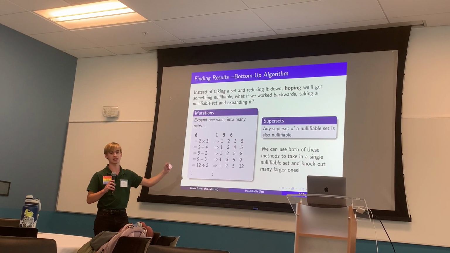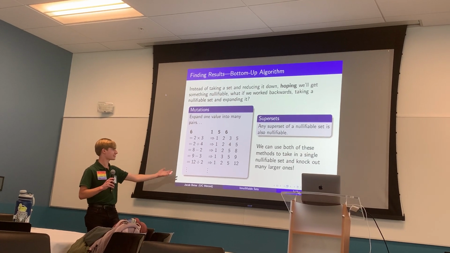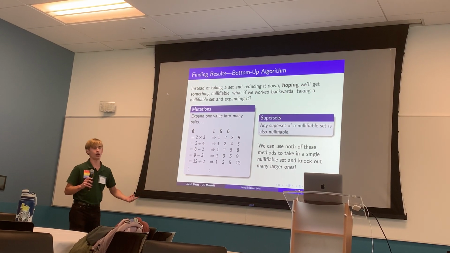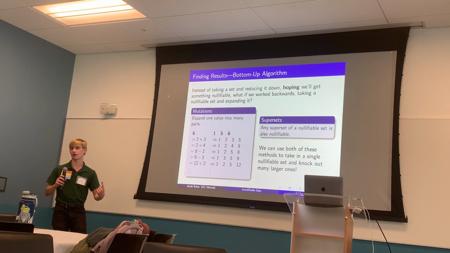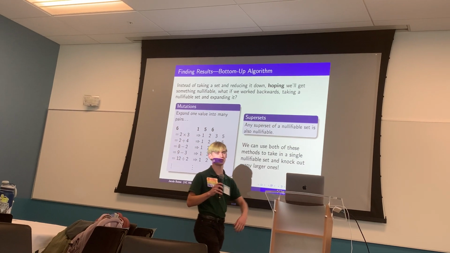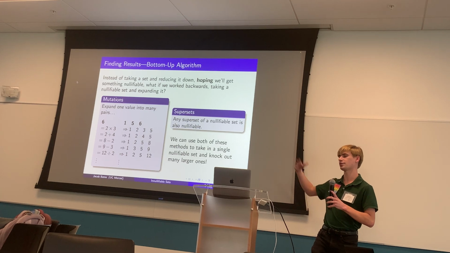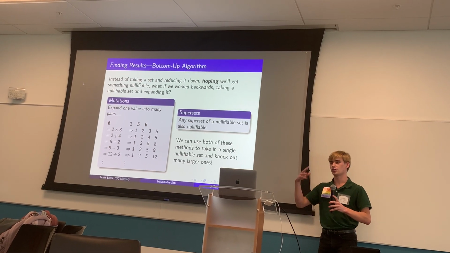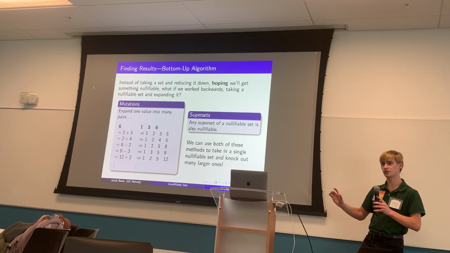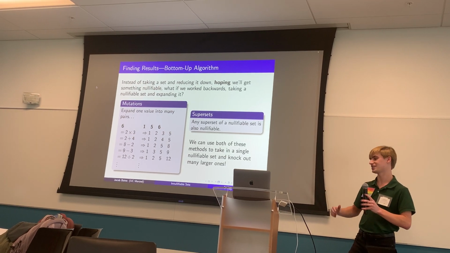I know this set is also nullifiable. And I can keep doing this because there are all these things that 6 can be written as, all these pairs. I call these mutations because it's sort of like taking one value and mutating it into multiple. We can also use the property from earlier where we can just insert extra values. Any superset is nullifiable also because you can multiply spare values away. So we can use both of these to essentially take in a single nullifiable set and knock out a bunch of larger ones. It's sort of the inverse to this merge and reduce.